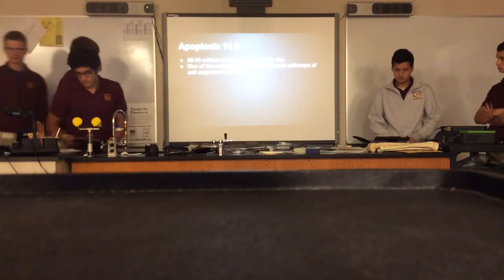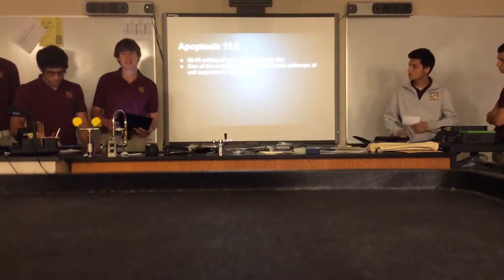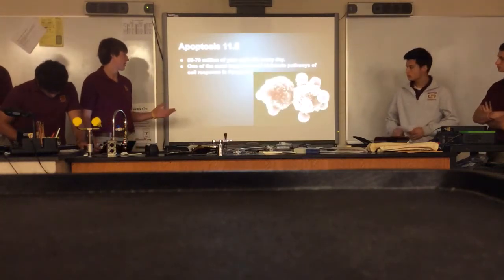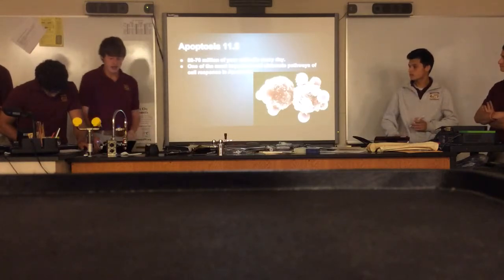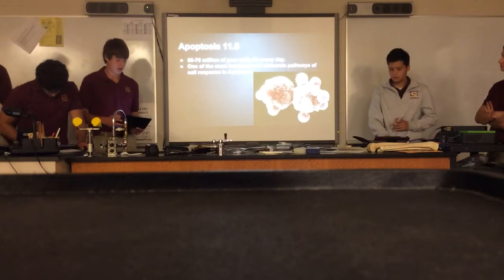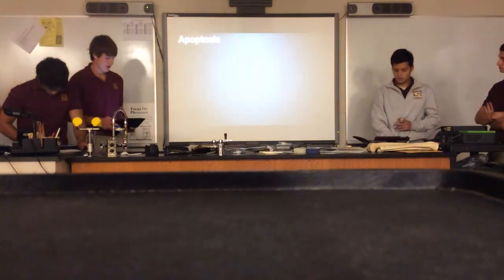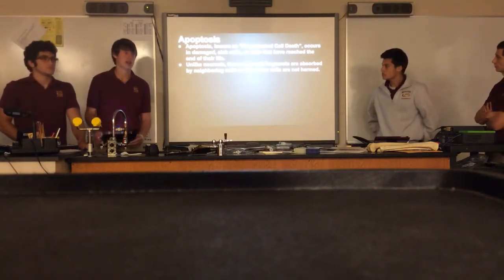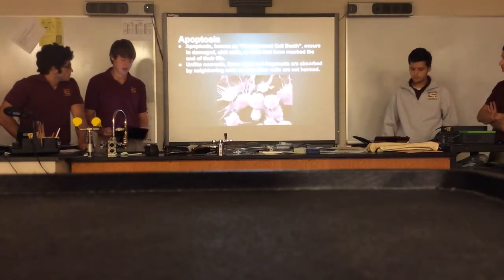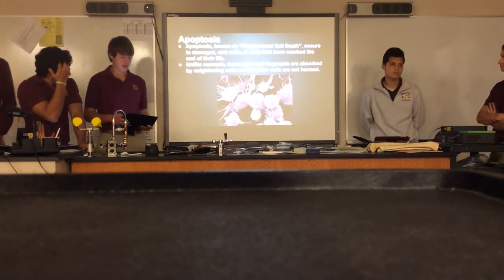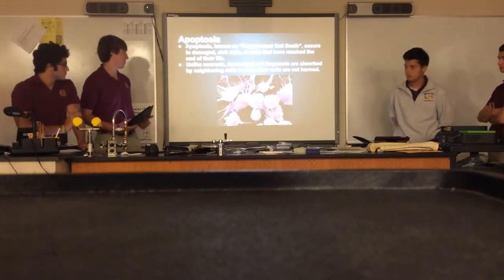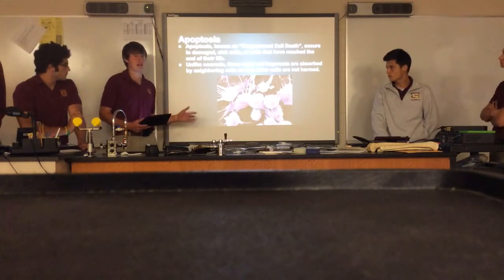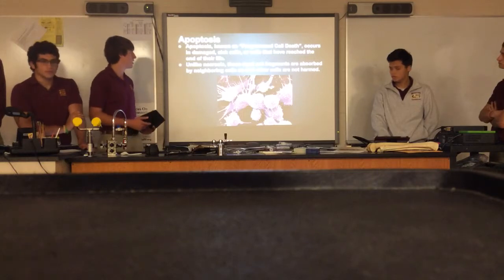All right, so apoptosis. 50 to 70 million of your cells die every single day, but this is perfectly normal. This is part of apoptosis, which is known as programmed cell death, which you can see occurring right here. It's one of the most important and elaborate pathways of cell response. It occurs in damaged and sick cells, or cells that have reached the end of their lifespan. Unlike necrosis, the cell fragments are absorbed by neighboring cells, so that other cells aren't harmed. An example of why apoptosis is so important is cancer cells, which are cells that weren't terminated and led to cancer, a very terrible disease.